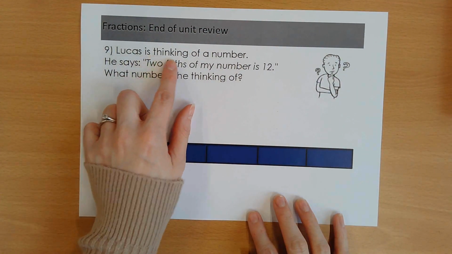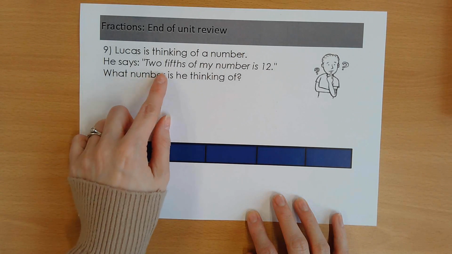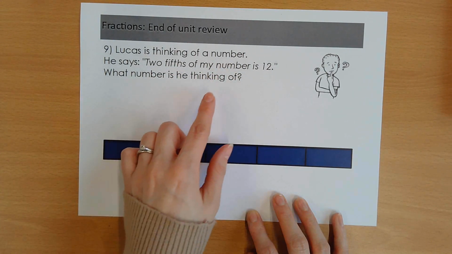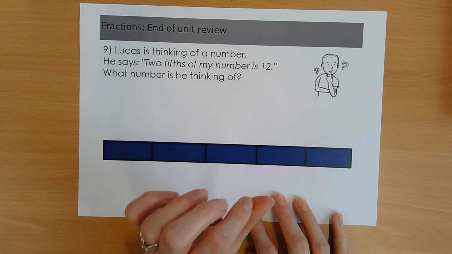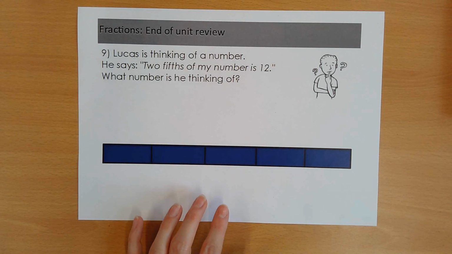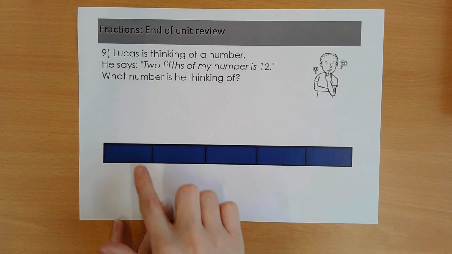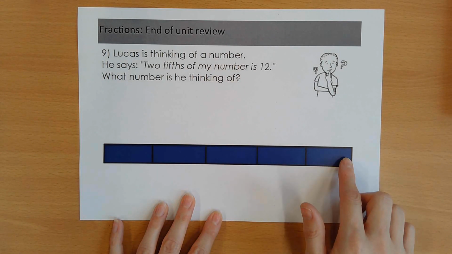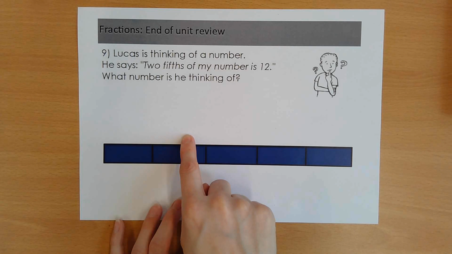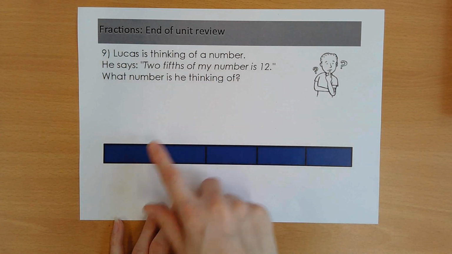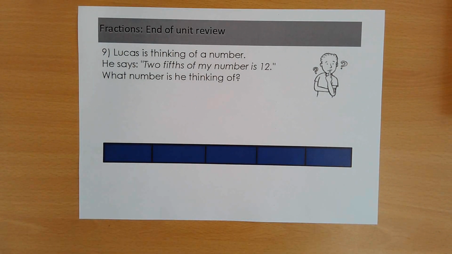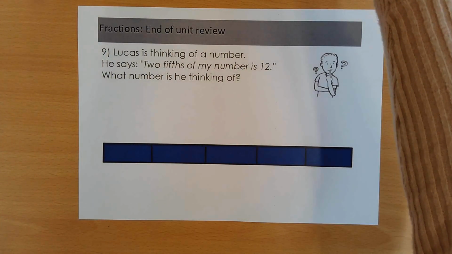Okay, Lucas is thinking of a number. He says 2/5 of my number is 12. What number is he thinking of? So again, we're trying to find the whole here. So I'm going to have to use my bar model to help me. So I've already drawn a bar model with 1, 2, 3, 4, 5 parts because it's in fifths. I know what 2/5 is because it tells me here. What number was he starting with, okay? So use what you know, label the bar model, have a go and come back when you're ready. Off you go.